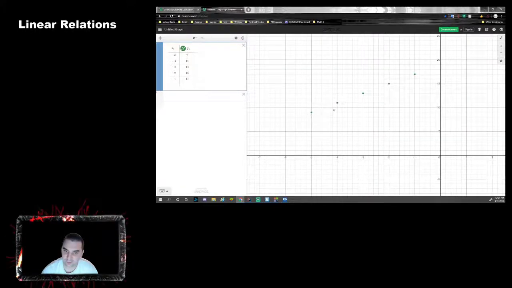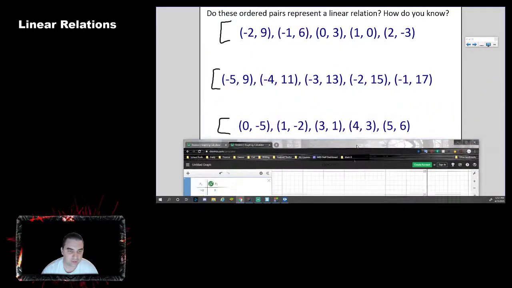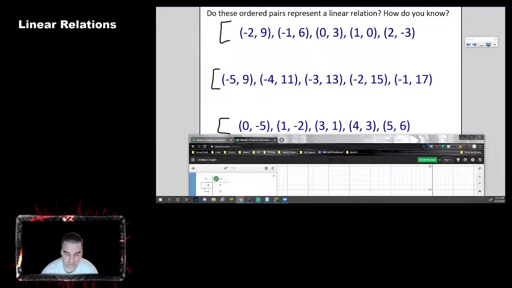The graph looks very linear as well. If I put a line through all those points, it would be linear. And let's do the last one real quick. For x, I've got 0, 1, 3, 4, and 5. You can't see it. It's off my screen a little bit, but that's okay. I'll bring it back up in a second. And for y, -5, -2, 1, 3, and 6.